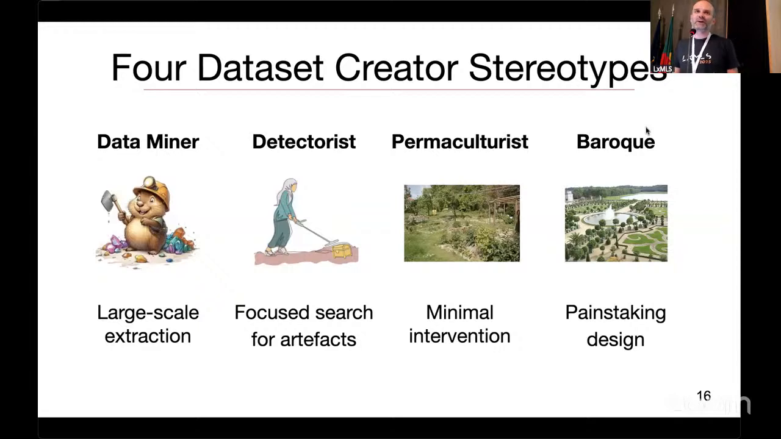And then the final example is the Baroque gardener who will painstakingly tear up and manipulate the land to produce perfect installations of grass and trees and plants and water features. They will do everything possible to achieve this goal. And I think I've been involved in three of these types of dataset creation processes. I'm not yet a data miner myself.